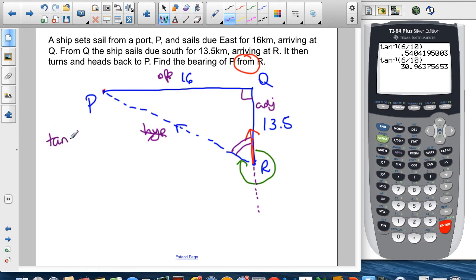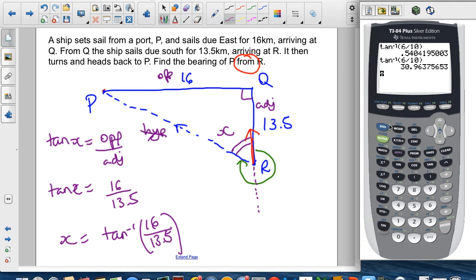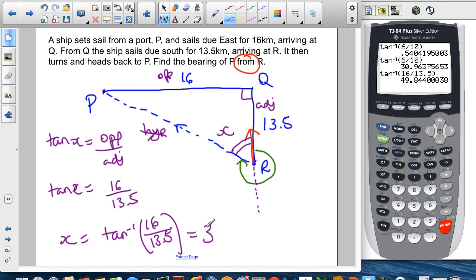So tan x equals opposite over adjacent. So tan x equals 16 over 13.5, and again, just like before, x equals inverse tan of 16 over 13.5. So let's go over here. Don't forget that second button before the tan. 16 over 13.5. Okay, so we get 49.844 dot dot dot. So roughly 49.8.